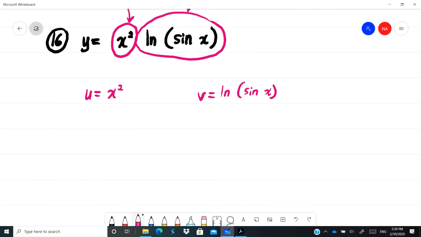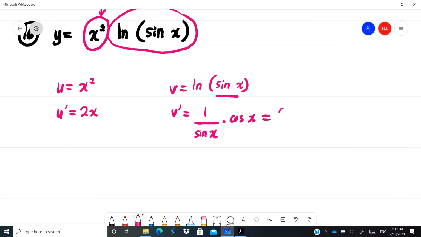So what you have to do next is to differentiate this. So this will give you 2x. Differentiating v will give you 1 over sine of x. Differentiating the sine x inside the bracket will give you cos of x. So this can be written as cos of x over sine of x, and please take note that cos of x over sine of x is actually cotangent x. I can write this as cotangent x.